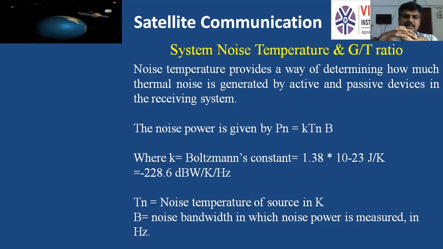The general equation for the noise power is given as Pn equal to K into Tn into B, where K is the Boltzmann constant, Tn is the noise temperature of the source, and B is the noise bandwidth.